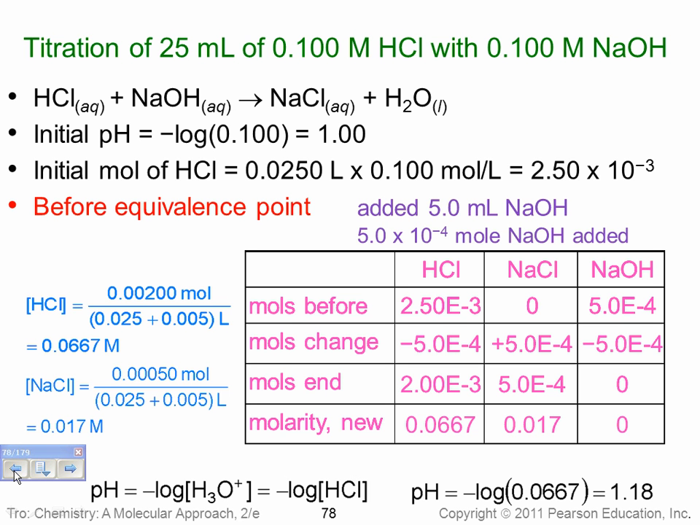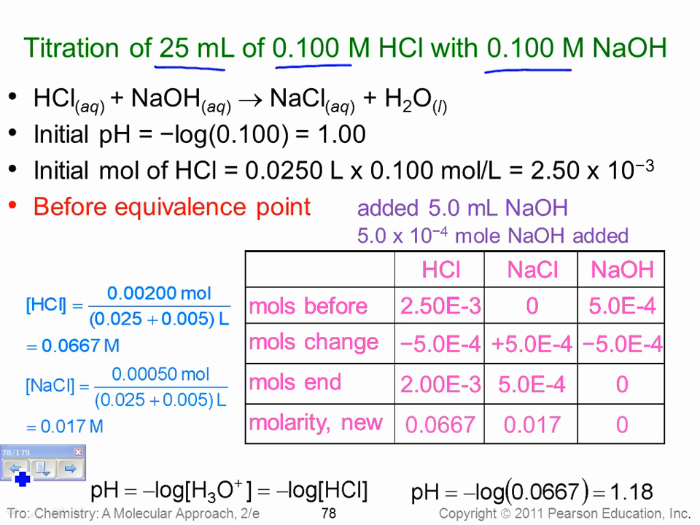Add another 5, add another 5, until eventually I'm going to get to the equivalence point. And if I have 25 milliliters of 0.1 molar acid, and I'm adding 0.1 molar base, how many milliliters of base is it going to take to hit that equivalence point? 25 milliliters. Because the concentrations are the same. The volumes of added material will vary.